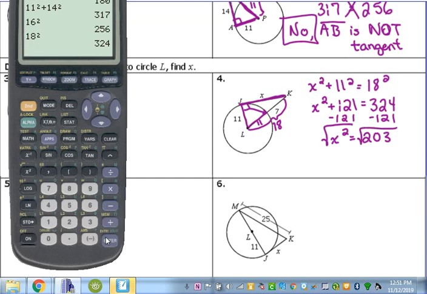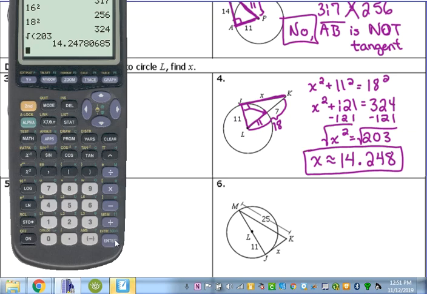The opposite of squaring something is taking the square root. 203 is not a perfect square, so we either leave it as the square root of 203, or we take the square root and round it. We don't have any instructions for our rounding, so let's just go to 3 digits after the decimal. That 8 rounds that 7 up to another 8. Check and make sure that it makes sense. We were looking for one of the legs, so really the only thing that we can do is make sure that it's less than the hypotenuse. The hypotenuse is 18, so that checks out.